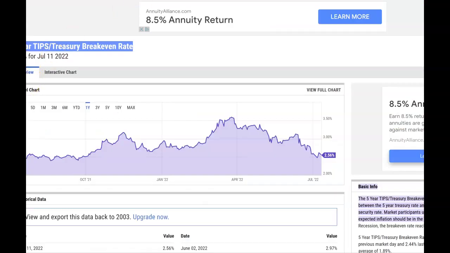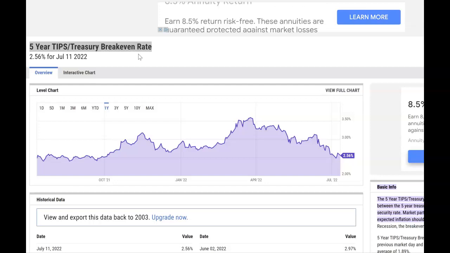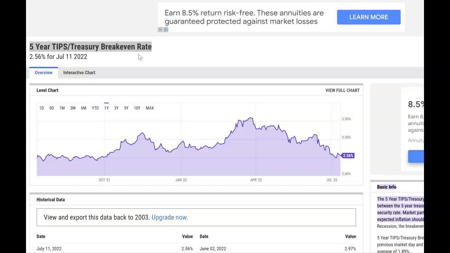Here is the latest 5-year TIPS. It's called the break-even rate. Now, this break-even rate is simply the non-TIPS treasury minus the TIPS treasury. And the difference is the 5-year expectation for inflation in the bond market. And as you can see, let me get my pen here. In April of this year, that was a high. So the 5-year expectation was 3.5%.